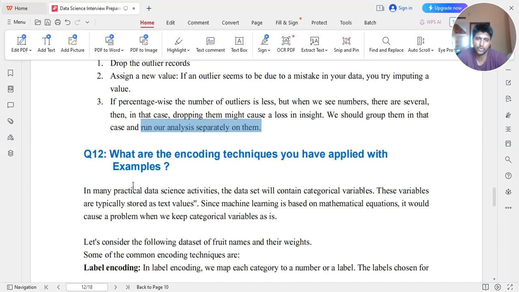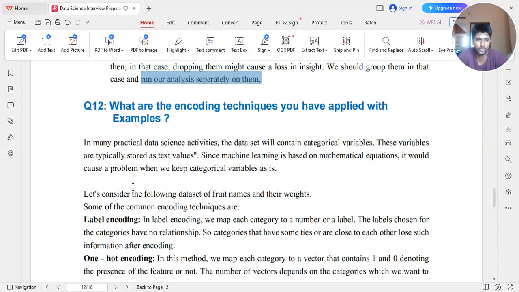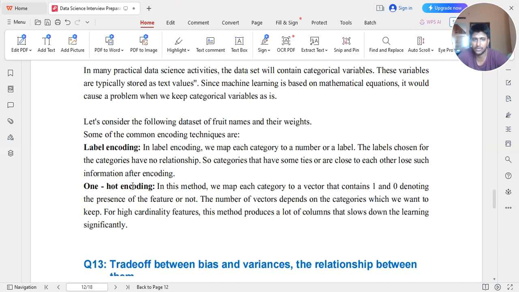Okay, what encoding techniques have you applied, with examples? So what are the encoding techniques? One is label encoding, another one is one hot encoding. In label encoding, we map each category to a number or a label. The labels chosen for the categories have no relationship. So categories that have some ties or are close to each other lose such information after encoding.